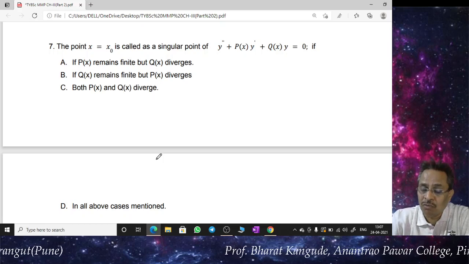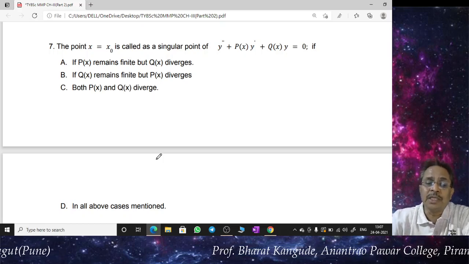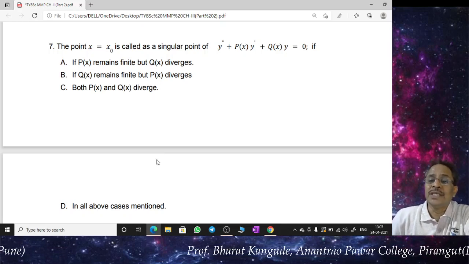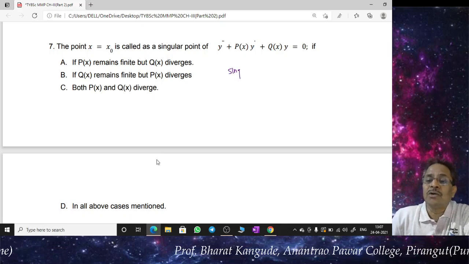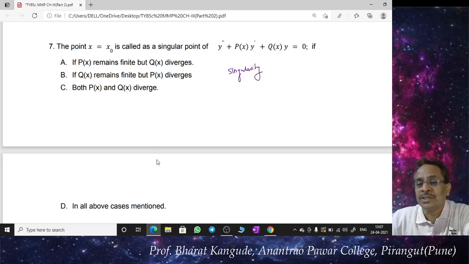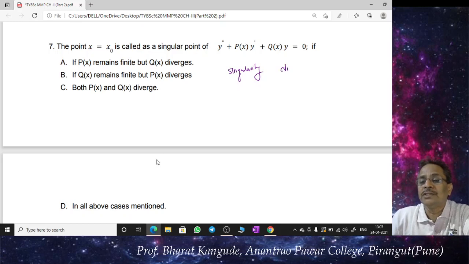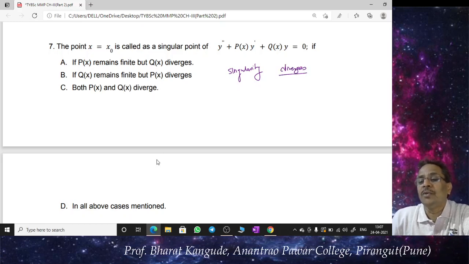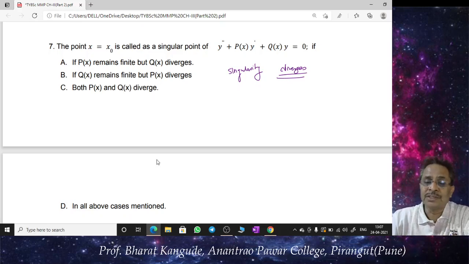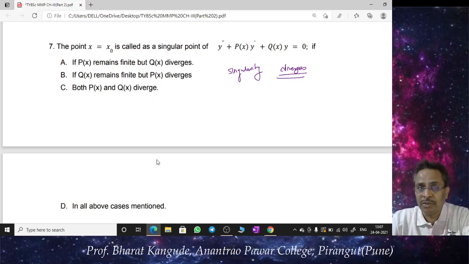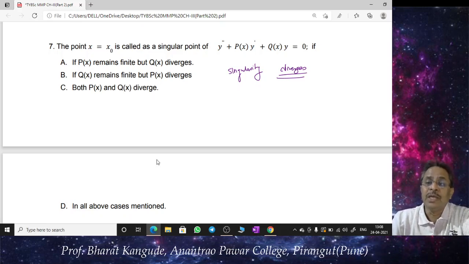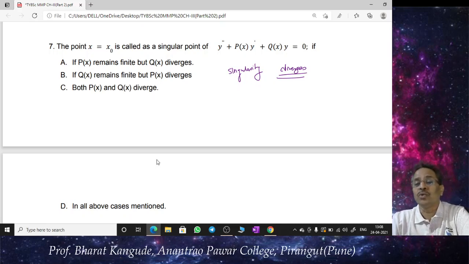So if either one of these or both simultaneously diverge when we replace x by x0, then this is called a singular point, and this situation is called singularity. That means this entire equation diverges, and there is no possibility of getting a solution of this type of differential equation. Therefore, we have to avoid making any term inside this differential equation infinity, and to avoid that we have to go for further processes and so on.